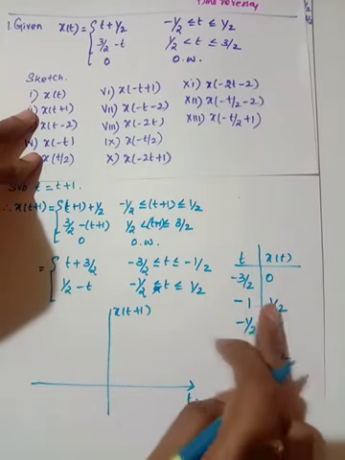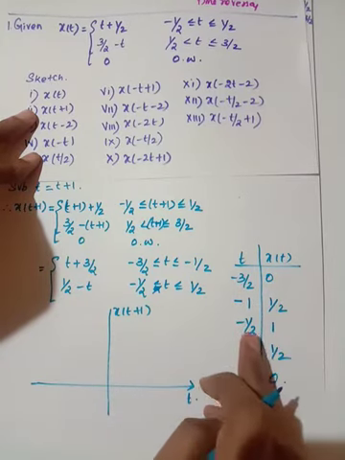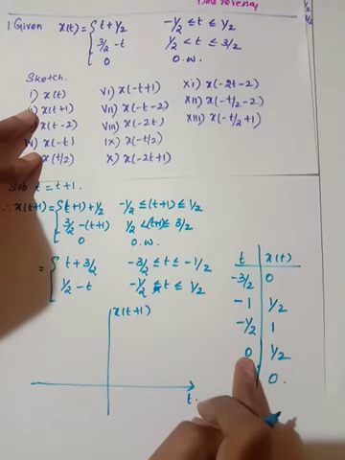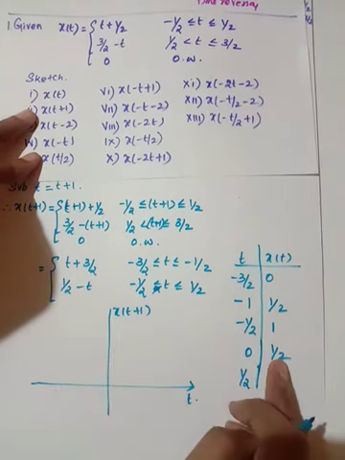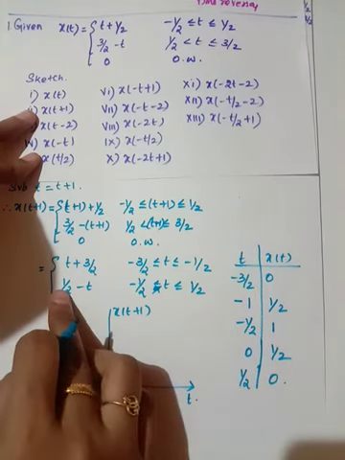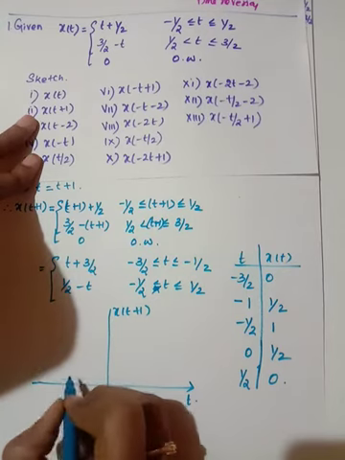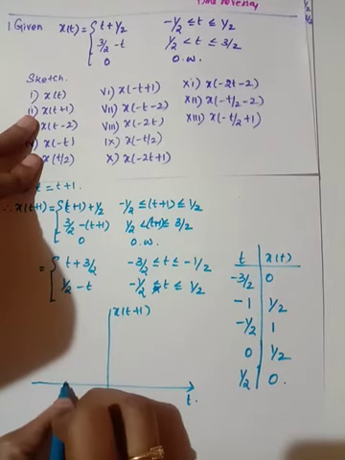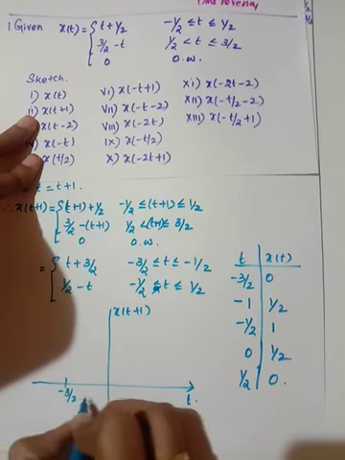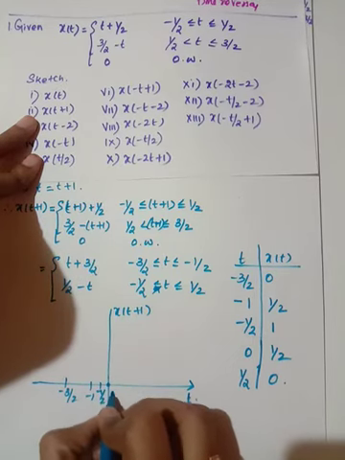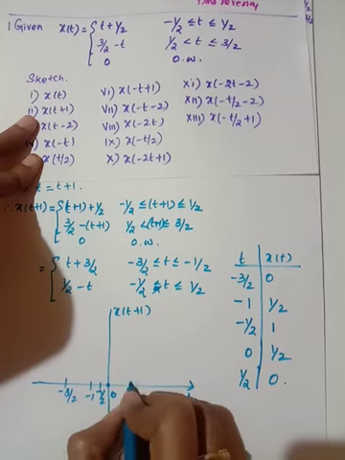When I substitute minus 1, I am getting 1 by 2. When I substitute minus 1 by 2, here I am getting 1. When I substitute 0, I am getting 1 by 2. Substituting 1 by 2 in this equation, I am getting 0. Now I am going to plot this. Okay. So what is the range? What are all the ranges you are having? Minus 3 by 2, minus 1, sorry, minus 1 by 2, 0 and 1 by 2.